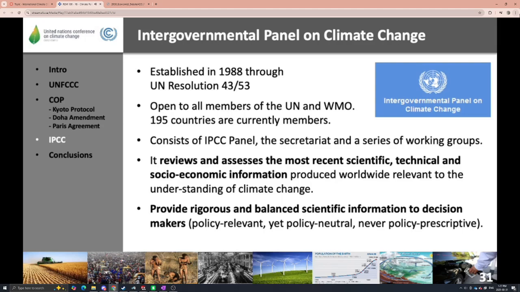This is where the IPCC, or Intergovernmental Panel on Climate Change, comes in. The IPCC was established in 1988 by the United Nations Environmental Programme and the World Meteorological Organization, the WMO. The purpose of the IPCC is to review and assess the most recent scientific, technical, and socioeconomic information on climate change. It's key to note that the mandate of the IPCC is to provide neutral and balanced scientific information to decision makers, and information that is relevant for their decision-making process. So the role of the IPCC is simply to provide the facts and then let the decision makers work with it.